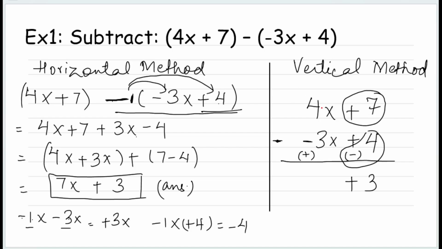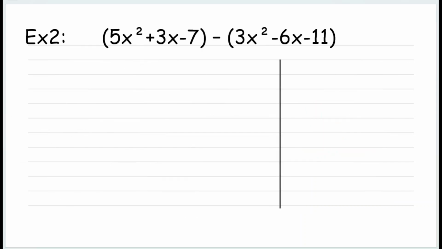Similarly, 4x, and will I take minus 3x? No, I will take positive 3x, the new sign. 4x plus 3x is 7x, and my answer is 7x plus 3. Let's take a few more examples to understand it better.